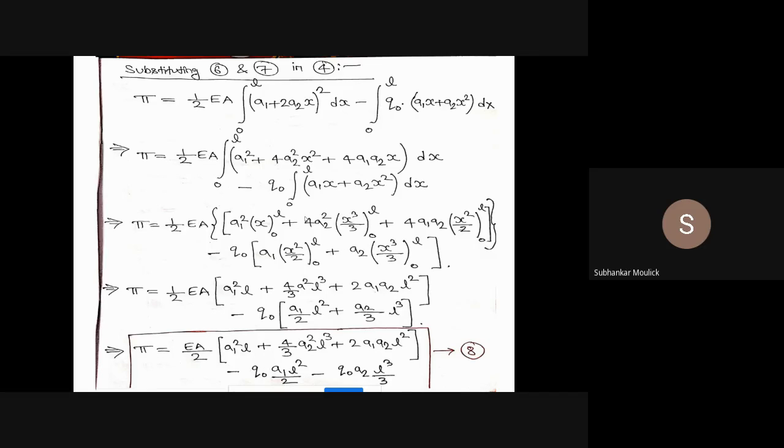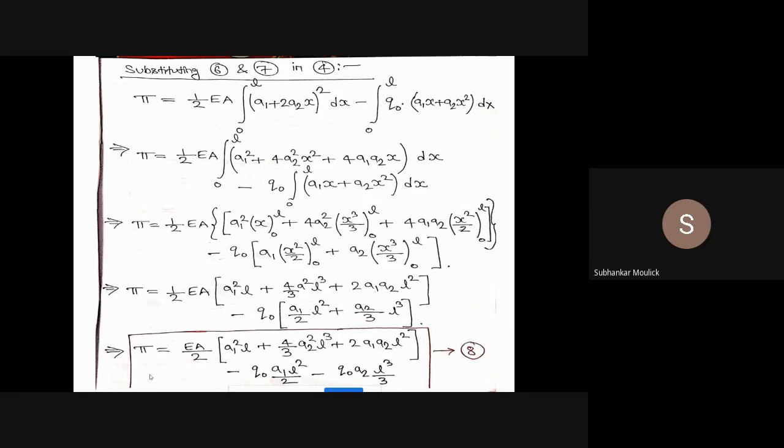This is the value minus q naught into integral of 0 to L a1x plus a2x square dx. If you evaluate this integral, this is the value. Fine. The resulting value after the substitution of limits comes out to be pi is equal to half EA, a1 square L plus 4 by 3 a2 L cube plus 2 a1 a2 L square, minus q naught, a1 by 2 L square plus a2 by 3 L cube.